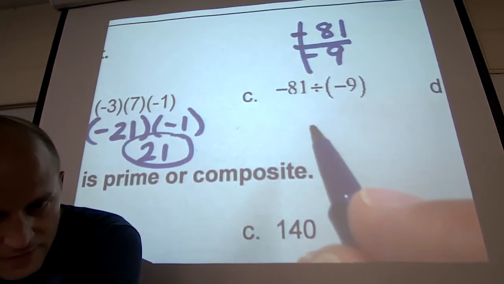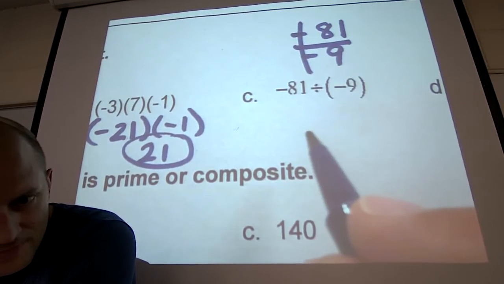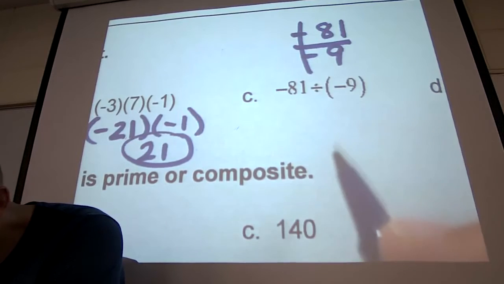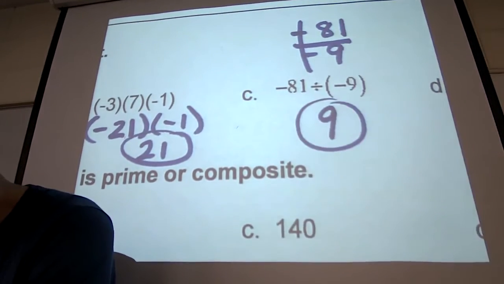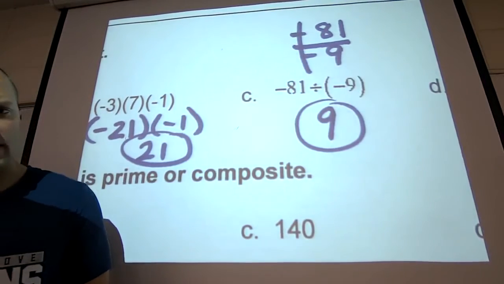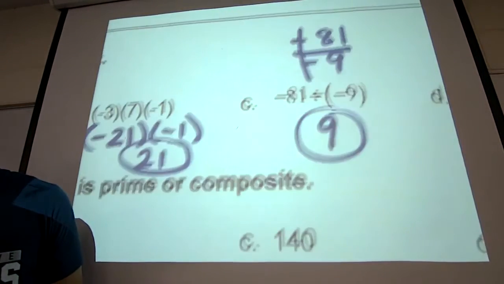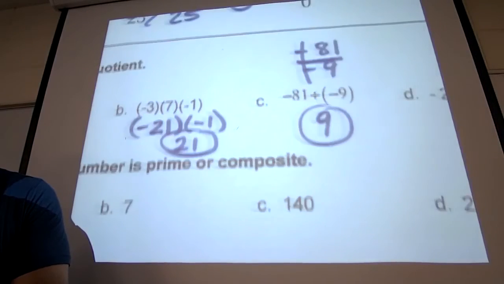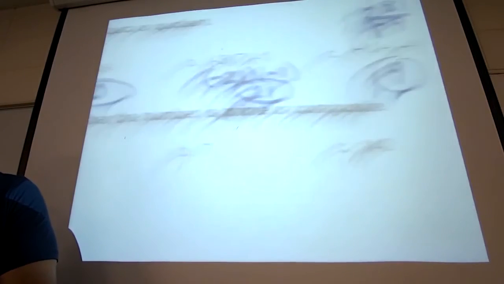Show me your fingers. 81 divided by 9. 9. Easy peasy. Boom. All right. You guys good with that? Last one on this page. Let me zoom out a touch.